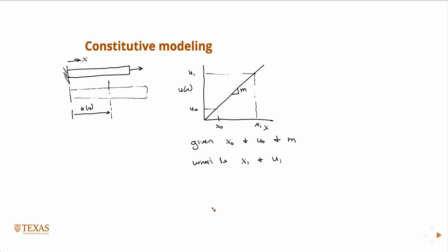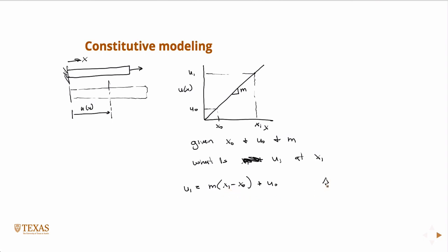So given x0 and u0 and m, what is x1, u1? Or I'm sorry, what I should say is what is u1 at x1? x1 is the control variable, right? So what is u1? Well, it's just the equation of a line, right? So we can just write down u1 is equal to m times (x1 minus x0) plus u0.